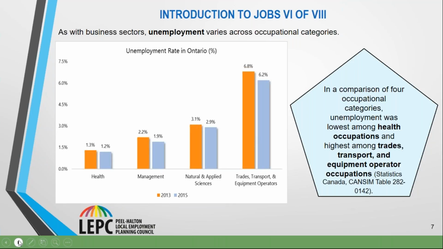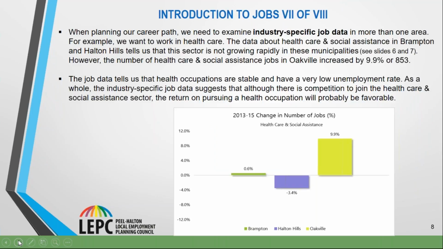So far, we have learned about the National Occupational Classification, job trends, and unemployment rate by occupations. Now, how can we use this information in our career planning? When planning for a career path, we need to gather job data specific to our industry of interest in more than one area and at different points in time. To elaborate on this, let's bring an example.